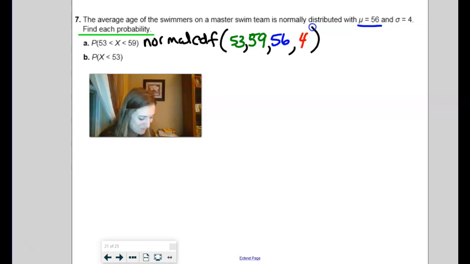All right, normal CDF. 53, 59. You know, I joke, but I have a feeling most of you do want to go back to school, especially my seniors. Man, guys, this just stinks. All right, this probability is 0.55-ish. And that's all they want, probability.